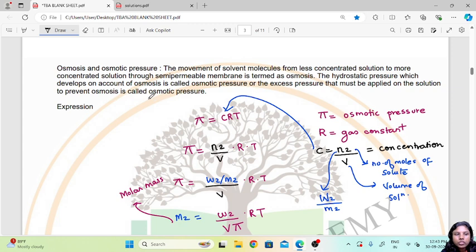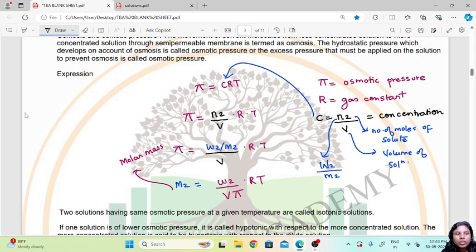Now hydrostatic pressure which develops on account of osmosis is called the osmotic pressure, or the excess pressure that must be applied on the solution to prevent osmosis is called the osmotic pressure. Now if I had to write it in terms of an expression, I'll write it as pi equals CRT, where C is the concentration, R is the gas constant, pi is the osmotic pressure, and T is the temperature. Now I can write this concentration as n2, that is the number of moles of solute, upon V, that is the volume of solution in liters.